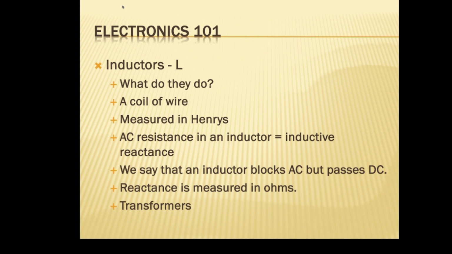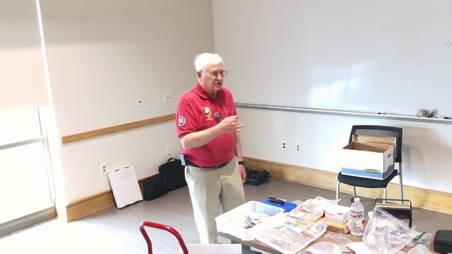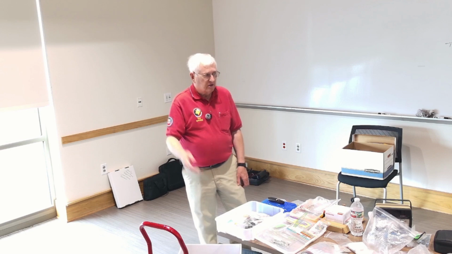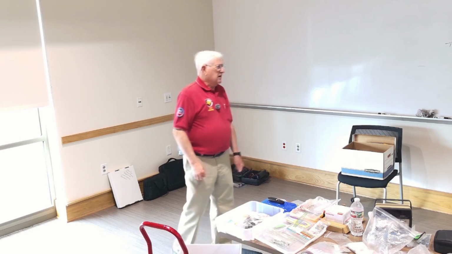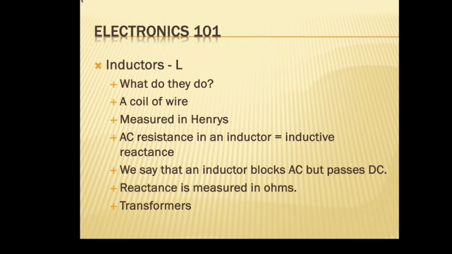We say that an inductor will block AC but pass DC, meaning it's just a coil of wire and DC will just pass right straight on through and charge it up with a magnetic field and just sit there and go forever. However, if you're doing AC, it will tend to resist the AC because it takes a while to charge up and discharge. Where the capacitor will let the AC go right through, but it will block the DC, won't let the DC pass through. Reactance is measured in ohms, whether it's inductive reactance or capacitive reactance, it's still called ohms. Why do we care?